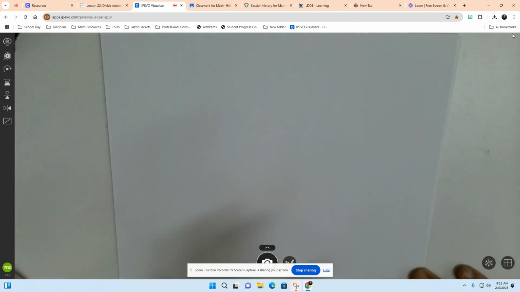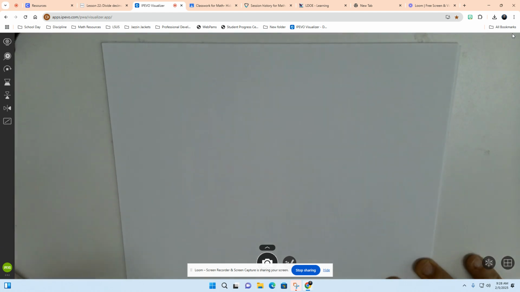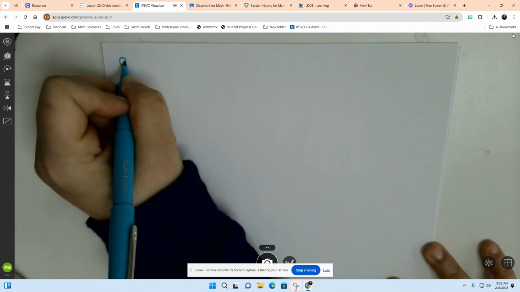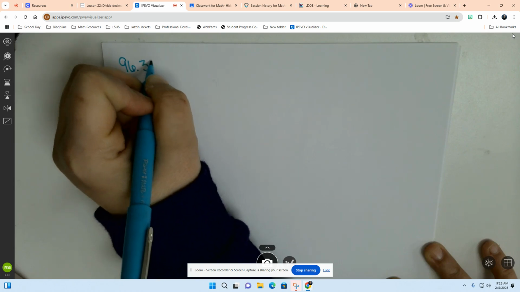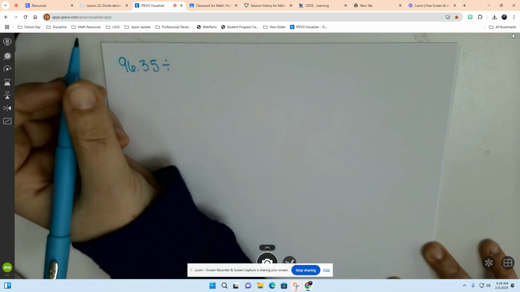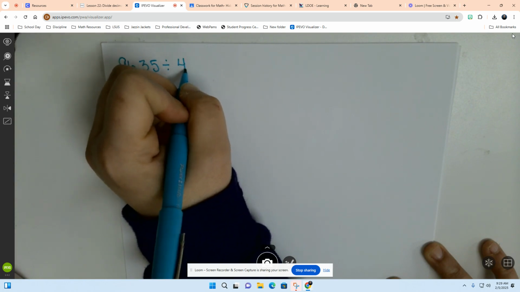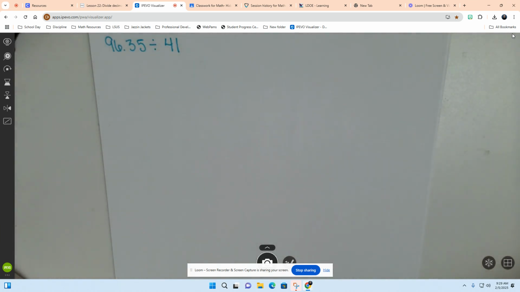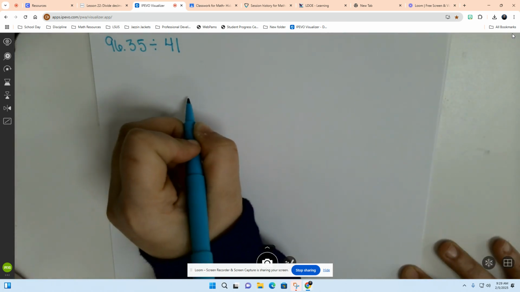Okay, let's look at the third one. Okay, third one. 96 and 35 hundredths divided by 41. Okay, I want more audience participation this time. Do we want to divide with the decimal? Okay, what are we going to do? Then unit form. Okay, unit form. What is that going to look like?